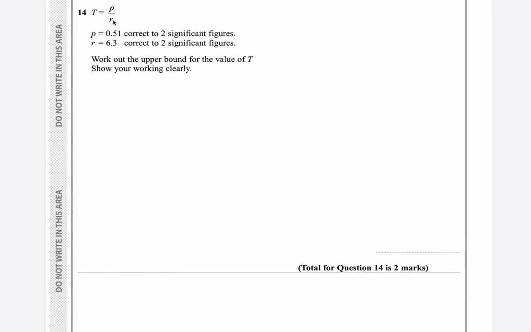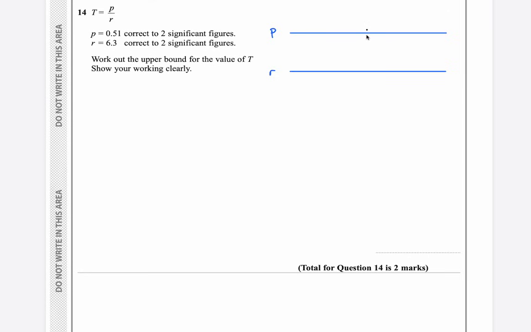Question 14. T equals P over R. P is this, R is this, both rounded to two significant figures. Work out the upper bound for T, right? So the way I do these, guys, is I draw a number line for P, and I draw another number line for R.